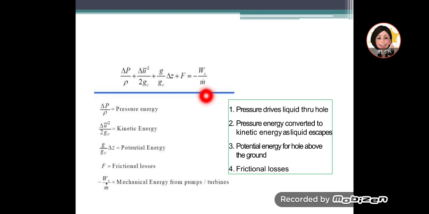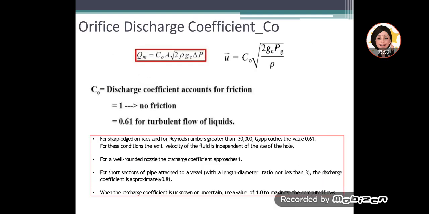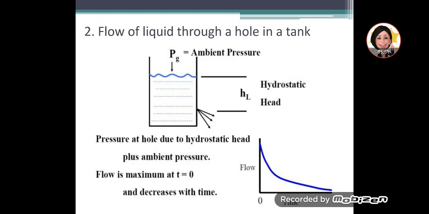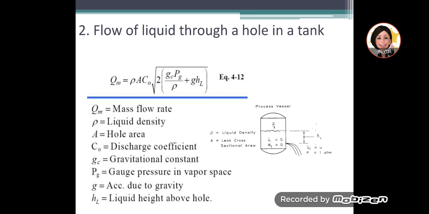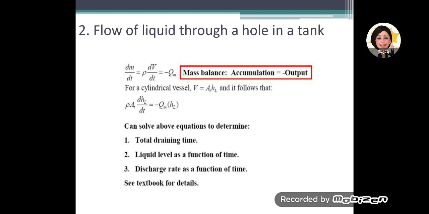So the equations for the source model are derived from these components in the mechanical energy balance. So this is the equation that we get for mass flow rate for a source model where liquid flows through a hole in a tank. Okay, so there is this static head term in the equation. The mass flow rate translates to this term, which is mass flow at different times. So it's mass over time. So the mass flow rate changes with time.